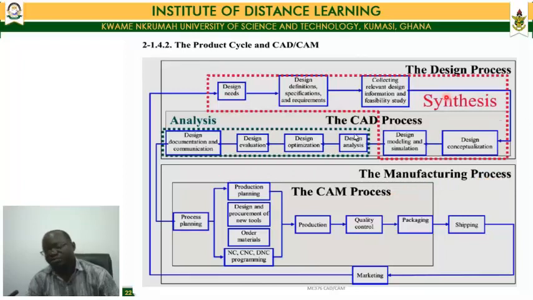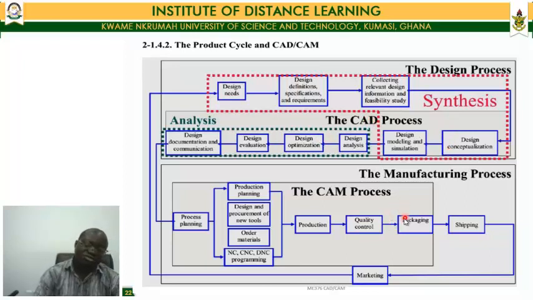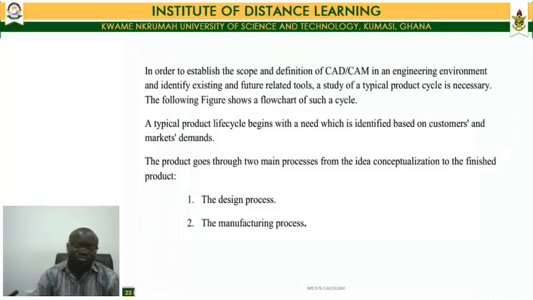So in the design process, you have the analysis, synthesis, and analysis going on, and all involve the CAD process, the use of computer-aided design software. And then in the manufacturing process, that is the use of the CAM process. So you have the design process and the manufacturing process in the product life cycle. So the product goes through two main processes, design and manufacturing.